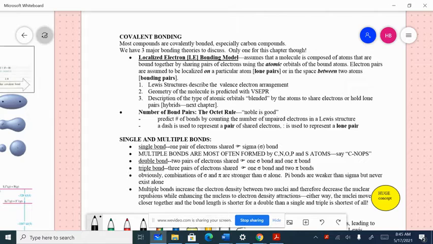So most compounds are covalently bonded, especially carbon compounds. There are a couple things that we need to discuss here. When you figure out that you're going to be forming a molecule or a covalent bond, you want to remember that the octet rule is what usually governs the building of molecules, especially with carbon. Now, there are a few exceptions. If an element has a d sublevel, then it can expand the octet rule.